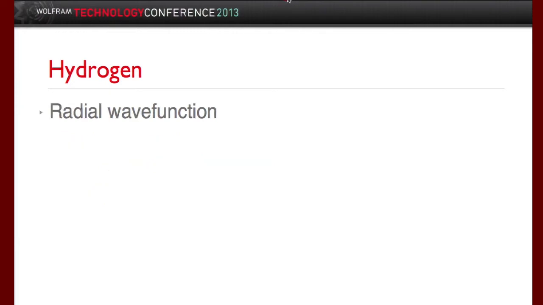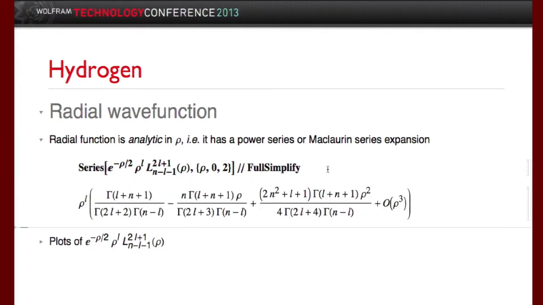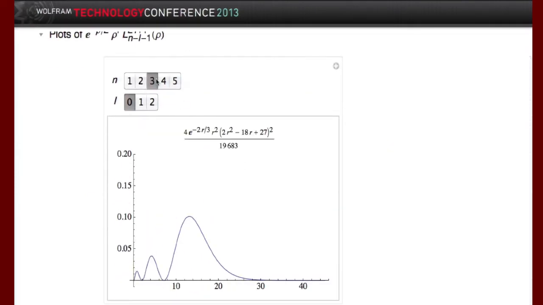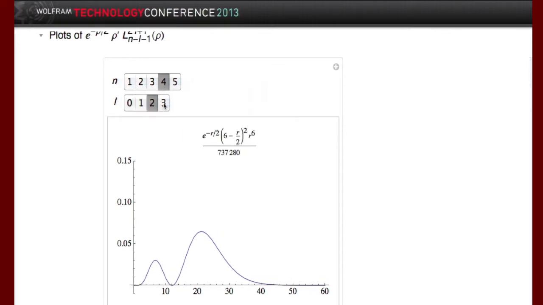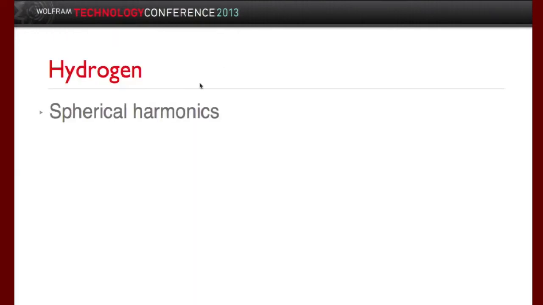What's nice in Mathematica is that we can prove that it's analytic. We can just do series expansions on these things and see what's going on. And even though we have Laguerre polynomials with arbitrary indices there, Mathematica can handle this for us quite nicely. But we can also do plots. And the nice thing is we can see both the symbolic form of the solution, and we can change the quantum numbers n and l and see what's going on. This used to be a table in all of the textbooks, but we've got a more interactive version of that.